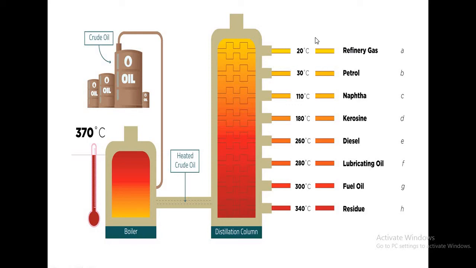So as you see, the first component separates at 20 degrees centigrade. First the gases will go, and then the liquid petrol, and then the temperature reaches 30 degrees. As you see my cursor rolling down, the temperature increases and the different fractions are separated. And this is how fractional distillation is very useful in separating the different components of petroleum.